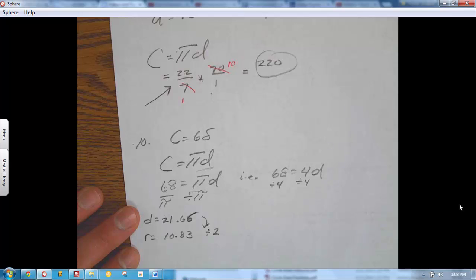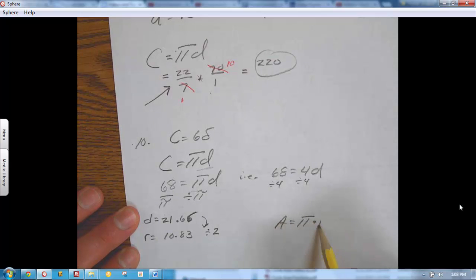The rest of the stuff should be pretty straightforward, just practicing a little bit more of what we did in class. Make sure again, guys, that you don't use 2r for your area formula. Okay, it's pi times r times r. So it's r multiplied by itself and then multiplied by pi.